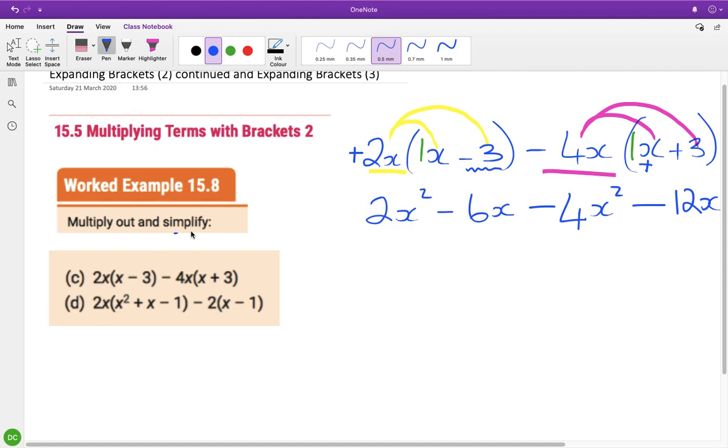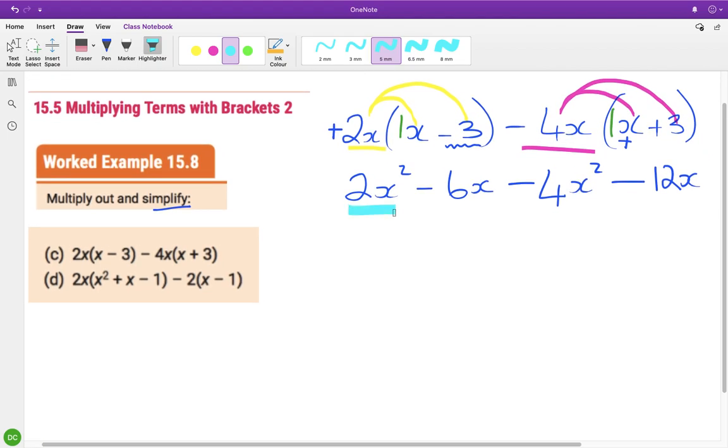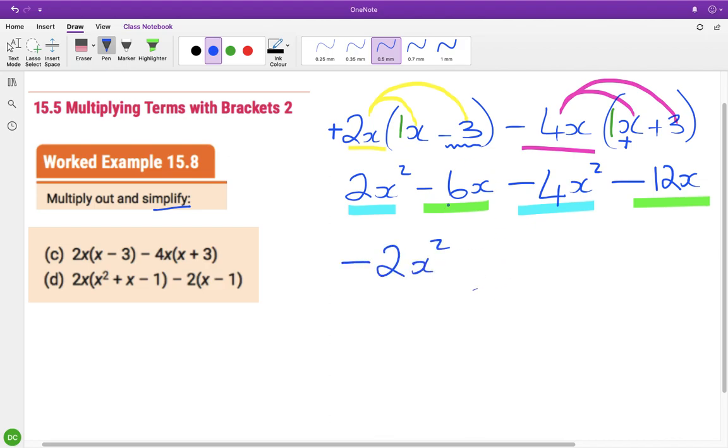We have to, it says it here, simplify. So we go and we match up. Remembering that x squareds and x's are different families. So here's an x squared and here's an x squared, and then here is just a plain old x and here is an x. So I do have simplifying to do. My x squared family is 2 take away 4, which is minus 2, and that's the x squared family's total. And then minus 6 and minus 12, that's minus 18 for the x family. That's the first one.